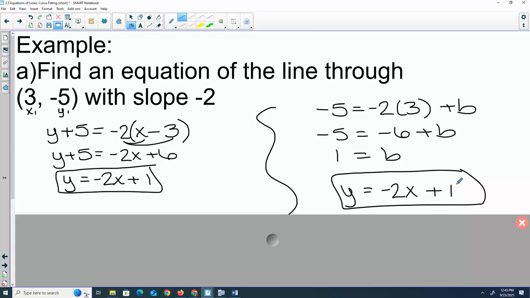How many of you use the first method? Okay, how many do the second one? All right, so we're pretty 50-50 split here. So whatever you like is fine with these. Let's look at B.